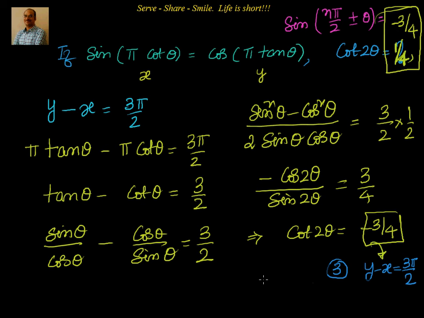Let me summarize that. We have been given sin x equal to cos y, where x is pi cot theta and y equal to pi tan theta. The first step we have done is we tried to strip those trigonometric functions so that we can equate the angles. We know that if sin is on one side and cos is on the other side, I can convert the cos into sin by going to its complementary angle. So we know that sin is positive in the first and second quadrant and cos is positive in the first and fourth quadrant. So we have leveraged that. We got 4 conditions. Based on those conditions, we are able to find the values of cot 2 theta as 1 by 4 and minus 3 by 4.